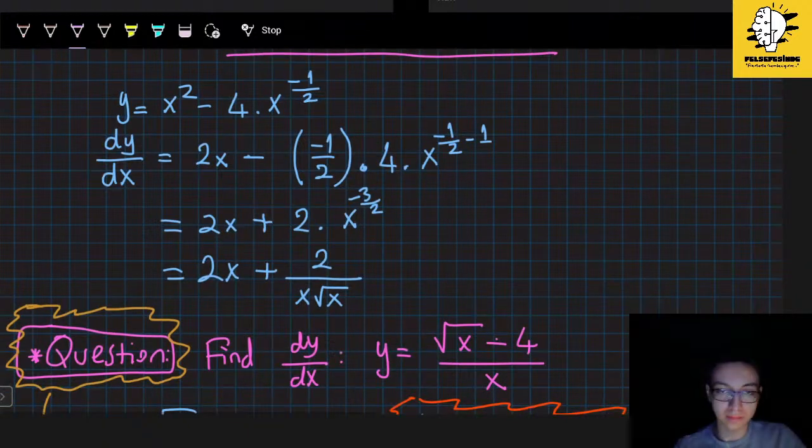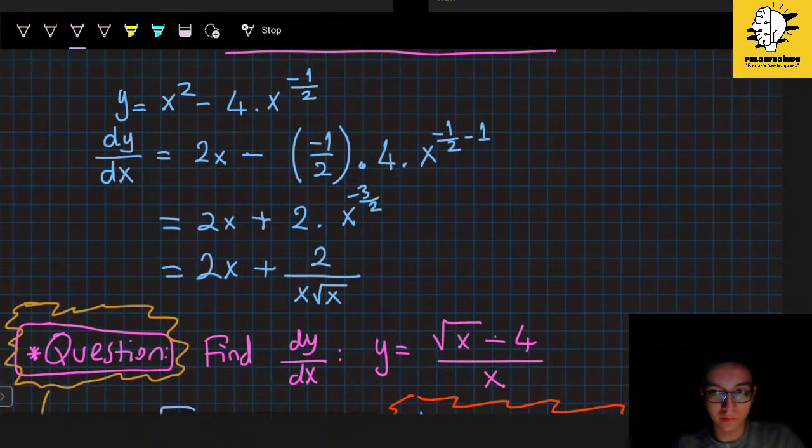Okay, if you want to challenge yourself, you can give it a go. The good question. It is dy over dx, y is equal to x square root x minus 4 over x. The answer is given there, but we are going to do some little tricks.